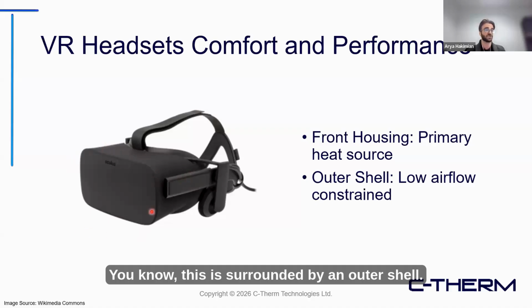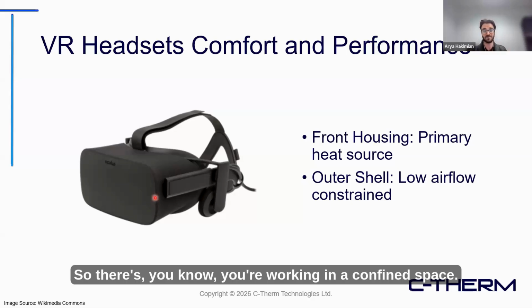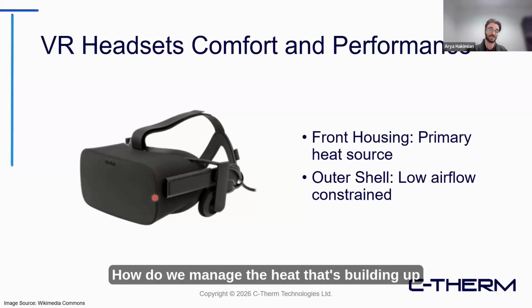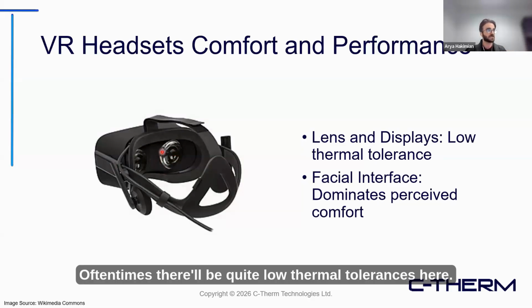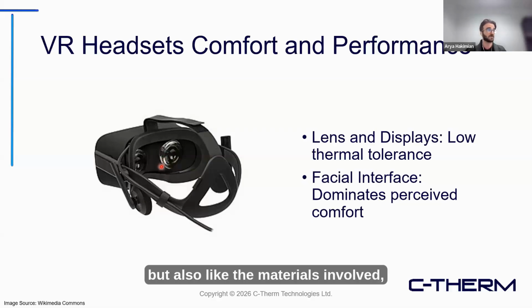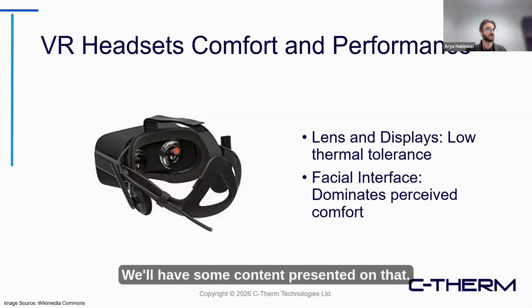This is surrounded by an outer shell. Oftentimes these are airflow constricted. So you're working in a confined space. How do we manage the heat that's building up inside of that casing? Now, if you flip it around, of course, on the inside, this is where your lenses and displays are. Oftentimes, there'll be quite low thermal tolerances here. From a thermal management perspective, but also the materials involved, what happens to them, fundamentally changing shape or form. This is something we obviously want to avoid. We'll have some content presented on that.